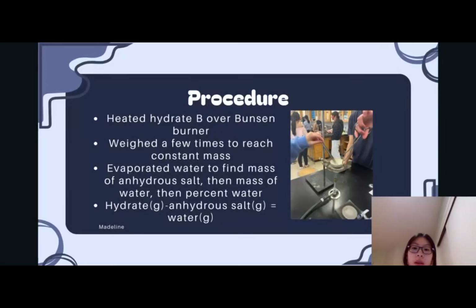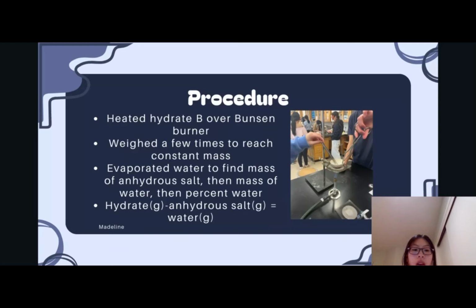So in this experiment, we measured out the unknown hydrate B and gently heated it over a Bunsen burner. We took the evaporating dish off the Bunsen burner a few times and weighed it to make sure that the anhydrous salt reached a constant mass and had no water left to evaporate. And we noticed that it took a long time for it to reach a constant mass. We did this so that there would be an accurate measurement of the anhydrous salt and later the calculated percent water.